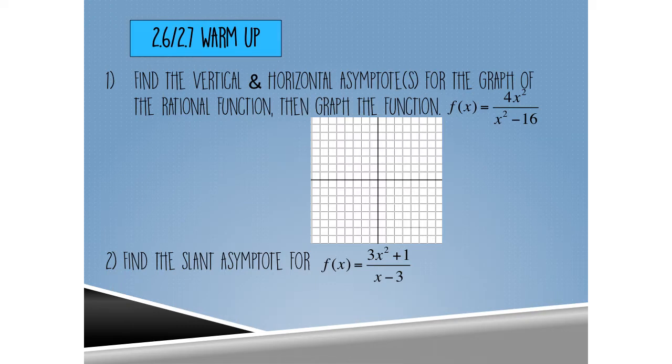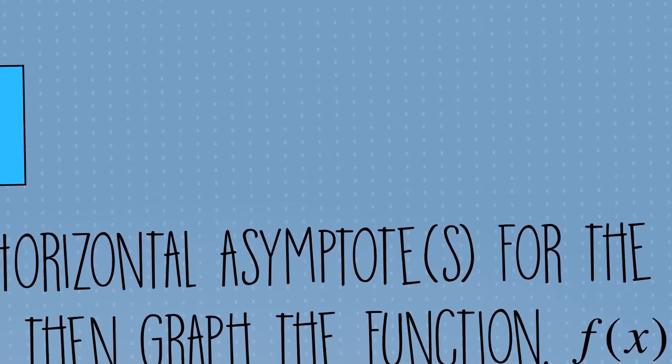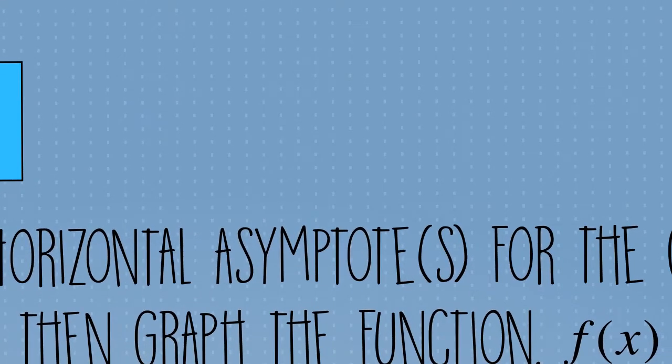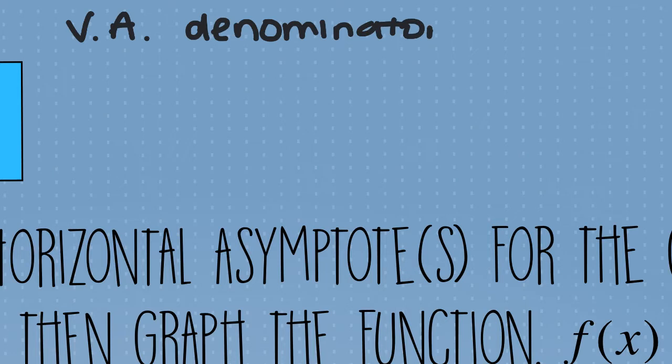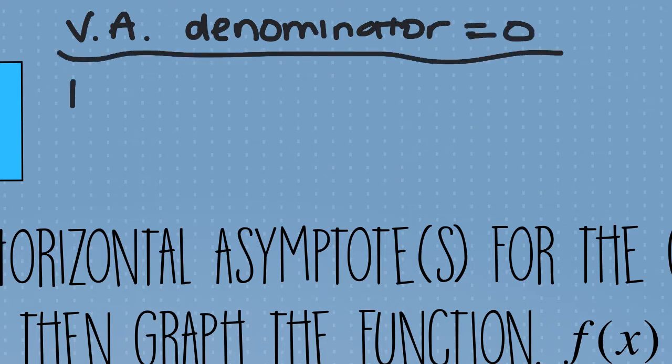Let's start with vertical asymptotes because I think that's easiest, right? So vertical asymptotes are found how? Good. Denominator equal to 0. And then you had horizontal asymptotes. And for these, there's 3 different cases, right? It's not the same every time.